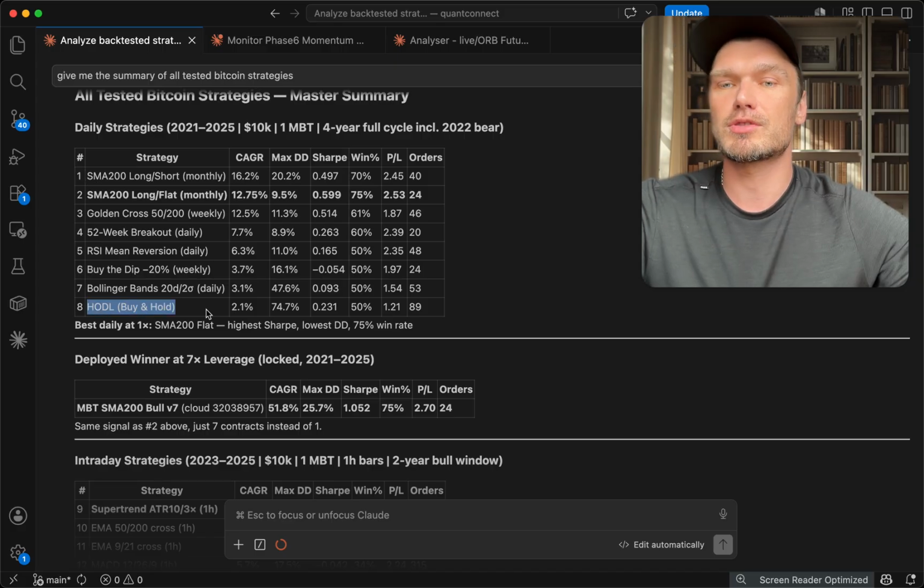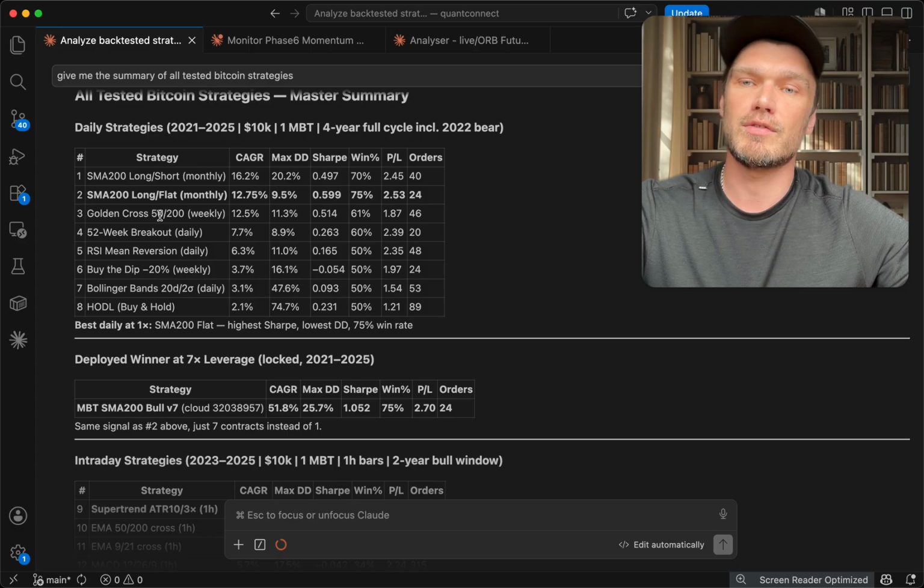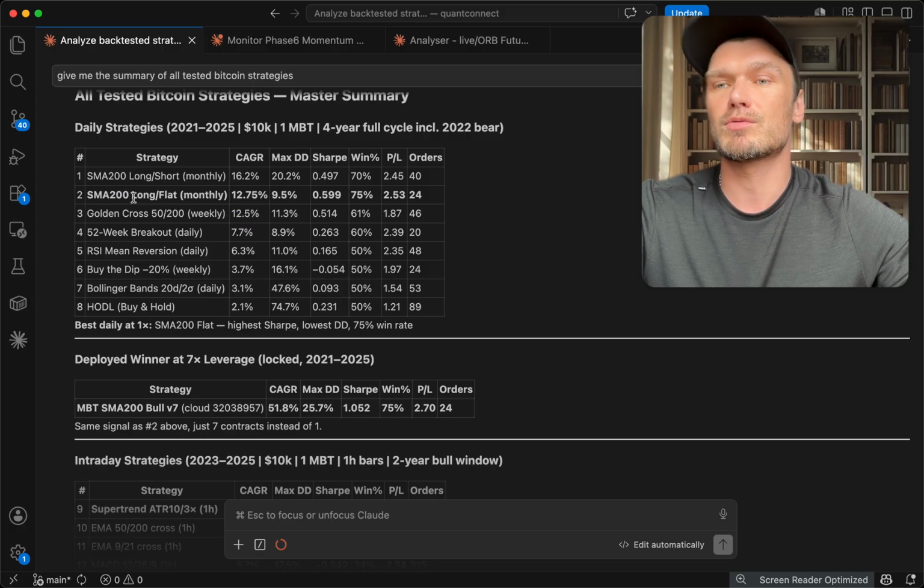As you see here, the bottom strategies are not very profitable. Their annual compound growth rate is very low. So the Bollinger Band strategy, buy the dip, RSI mean reversal, 52-week breakouts, go away right away. And the Golden Cross, which is a cross between the 50 and 200 simple moving averages, produced not bad results. When Bitcoin crosses the simple moving averages, going long is not a bad idea, because this strategy produced the best annual compound growth rate, and the drawdown was relatively small.